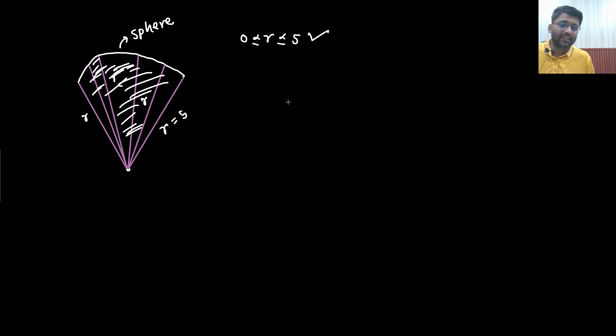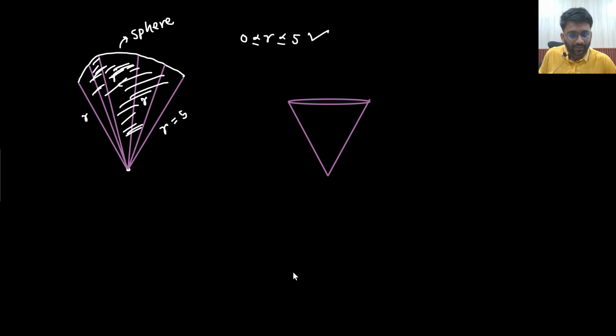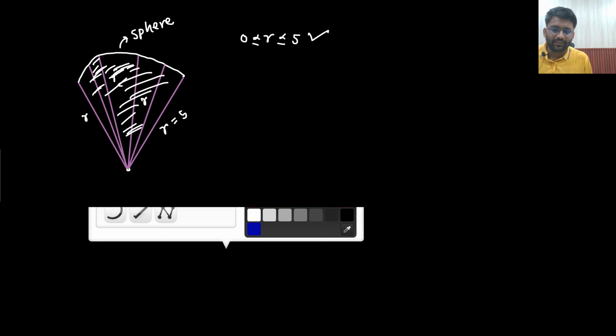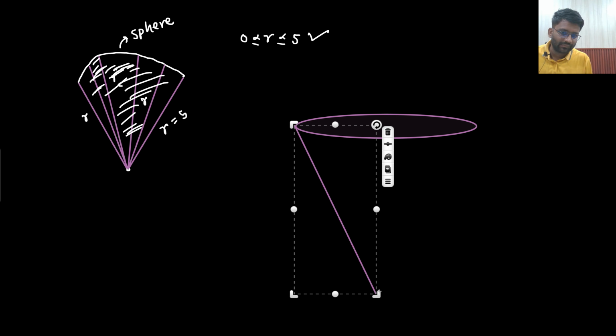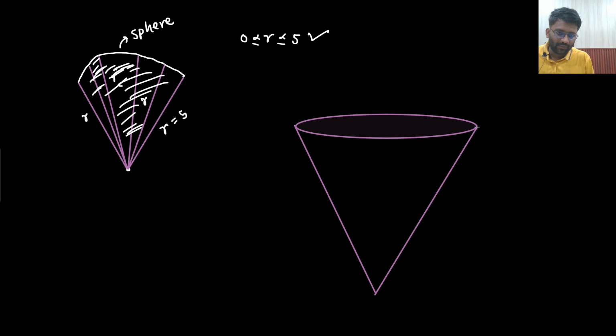But this time what is the scenario? This time the scenario is somewhat like this. Now this length is 5. Or let's make it a bit larger. I would make it a bit larger. Now this is the scenario. This is your origin now. This distance is 5, that I know.